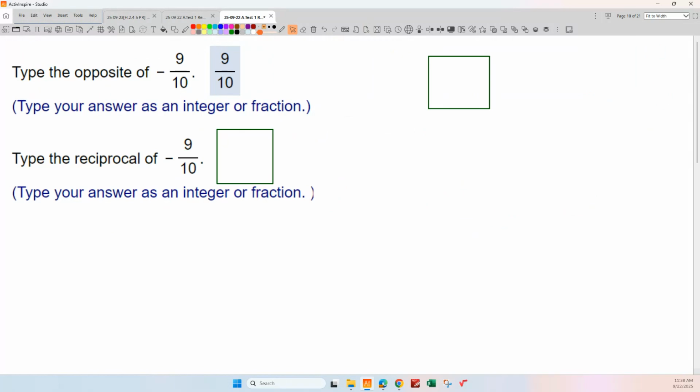So here's one common mistake with that. Sometimes people try to do too much. Sometimes people try to make that positive, but it's not. The reciprocal of a negative number stays negative. The reciprocal of a positive number stays positive. All you do is flip the fraction. You don't change the sign, right? So that would just be negative 10/9.